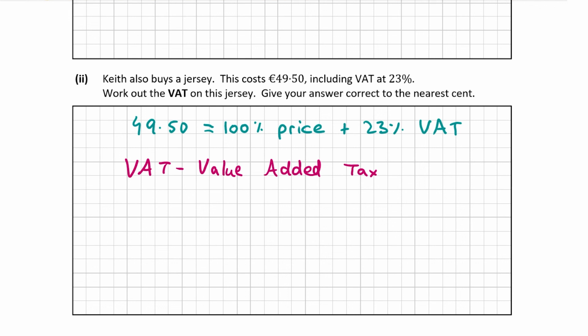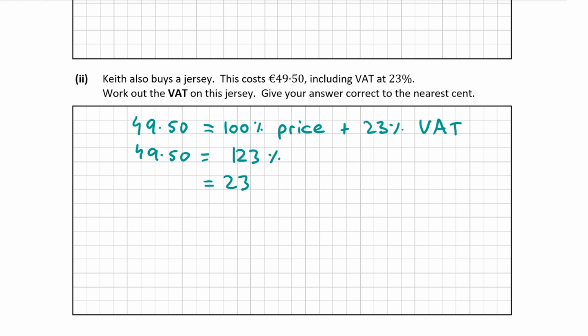So in this case, the jersey had 23% VAT, so that means that the €49.50 included the price before the VAT was added, and also the extra 23% VAT that will be paid to the government. So when you're working out VAT, the shop picks a price for the good based on how much it costs them to buy, and then it must also add on the extra 23% VAT that it pays to the government on the good. So let's work out how much VAT was paid on this. So €49.50 is the 100% price plus 23% VAT. So that means it's equal to 123% in total of the price.